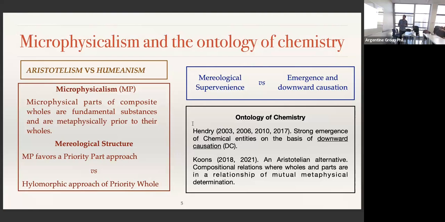And well, the idea of downward causation is not new in philosophy of chemistry. Robin Hendry has largely worked on an approach in which chemical entities strongly emerge as stated by downward causation. And most recently, Robert Koons developed an Aristotelian alternative in which wholes and parts are in a relationship of mutual metaphysical determination. In this case, the top-down and the bottom-up explanation are balanced.